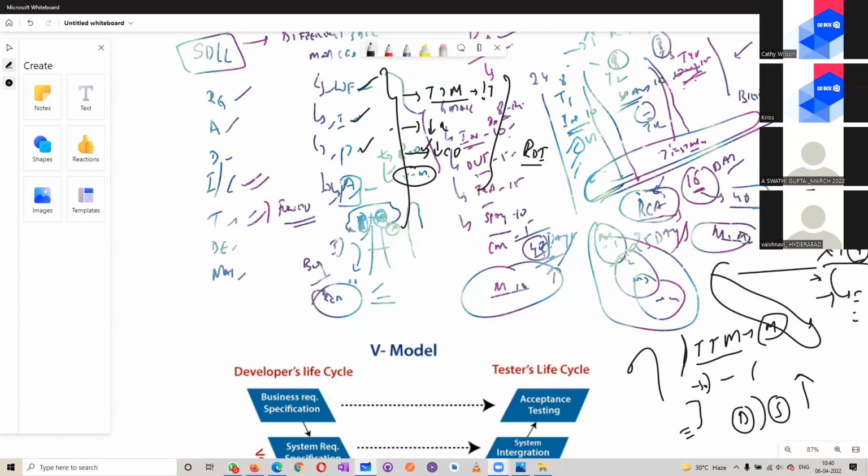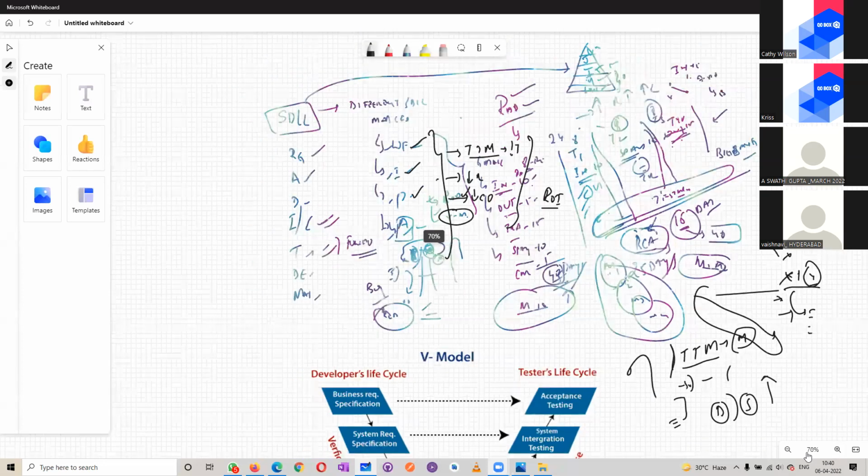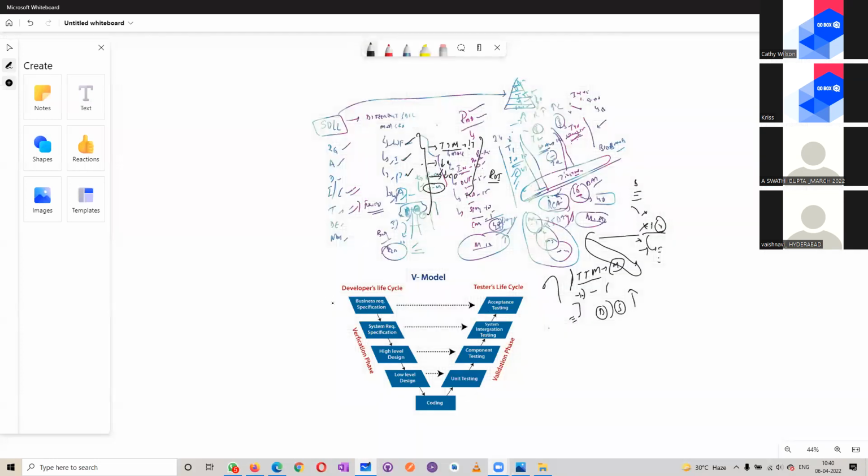Now if you go to this V model, you can clearly understand what it is. Why it is called the V model: it is in the V shape. Here you can see two V's: one is verification and one is validation. These are the verification phases and these are the validation phases.